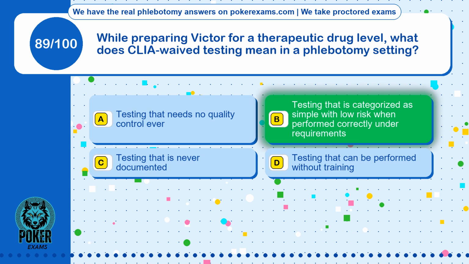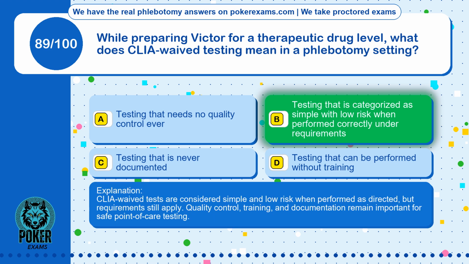The correct answer is option B. Testing that is categorized as simple with low risk when performed correctly under requirements. CLIA waived tests are considered simple and low risk when performed as directed, but requirements still apply. Quality control, training, and documentation remain important for safe point-of-care testing.